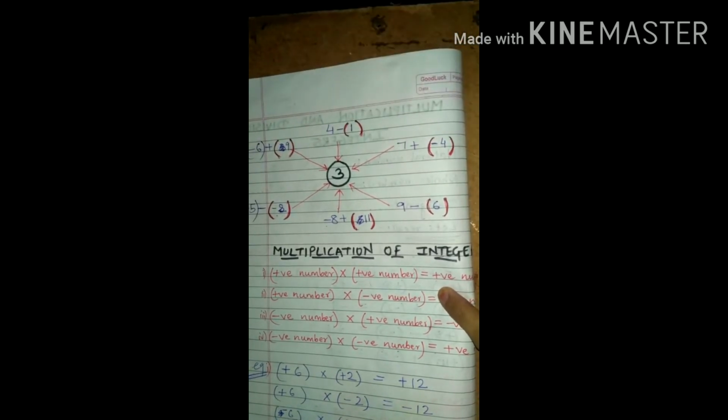Now, for example, I have taken this from your textbook. See, 4 minus, you want to get the answer as 3. So 4 minus how much is 3? 7 plus how much is 3? 9 minus how much is 3? So in this way you have to solve it.